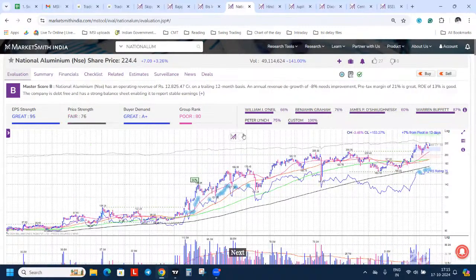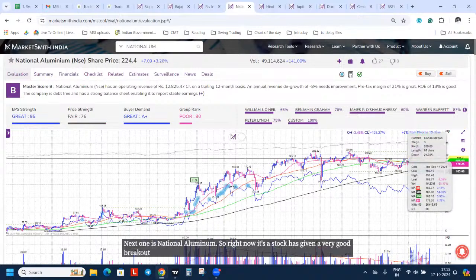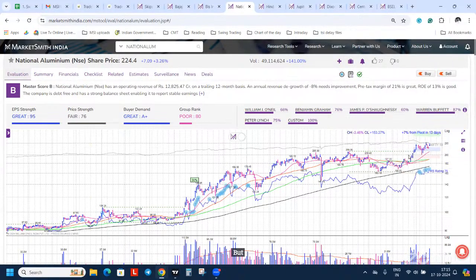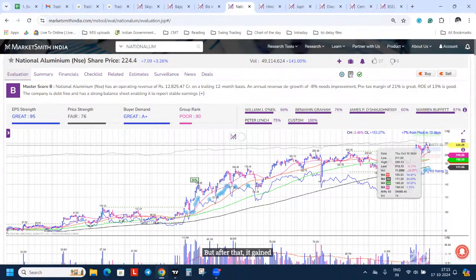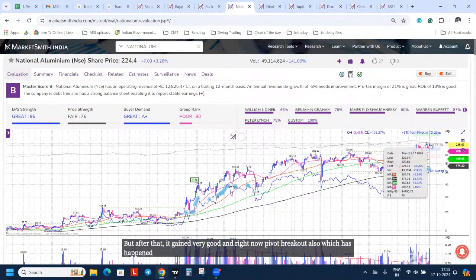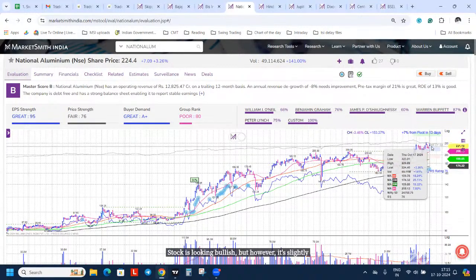Next one is National Aluminium. Right now, its stock has given a very good breakout. The early breakout was early in this particular range, but after that, it gained very well. And right now, the pivot breakout has also happened. Stock is looking bullish, but it's slightly higher from the pivot level.